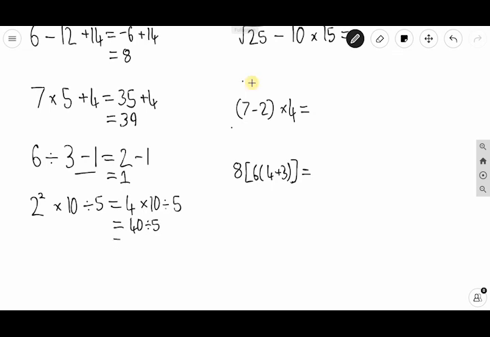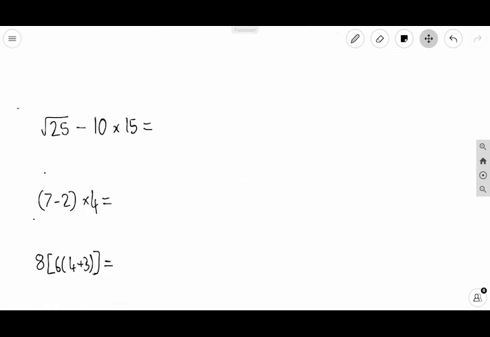40 divided by 5 would give us 8. If you didn't get this answer, it could be because you might not have known how to deal with the indices, or you didn't follow the order, but it's alright. The important thing is that you learn from it. Now let's go on to the next question.